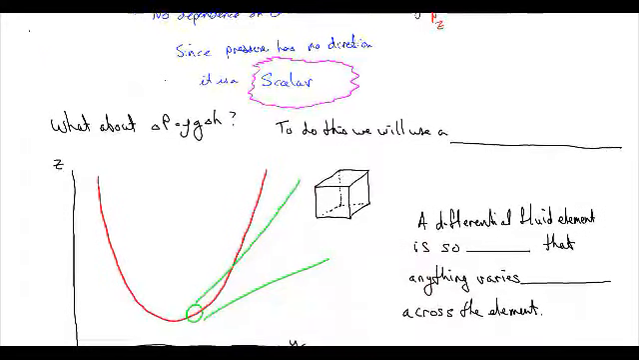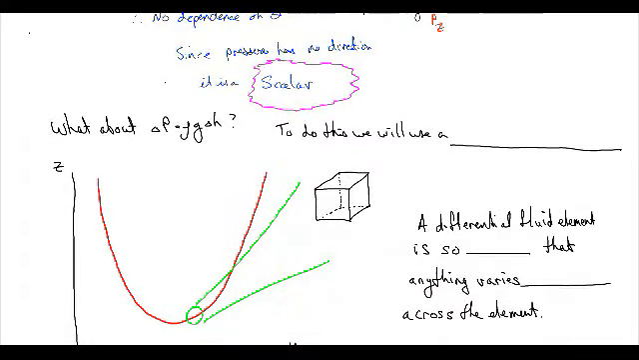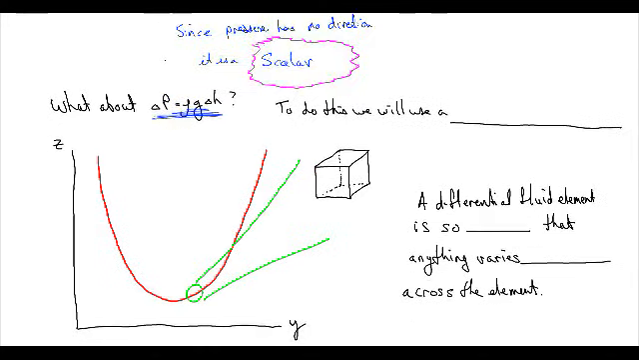So if we want to prove that delta P is equal to rho g h, we're going to have to use a different tool. And the tool we're going to use is something called a differential fluid element.